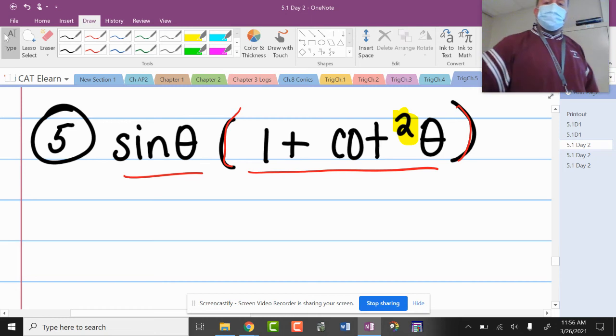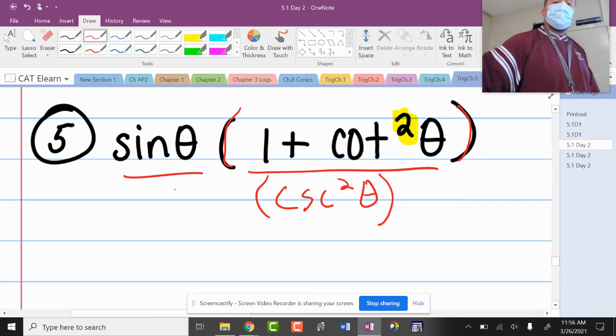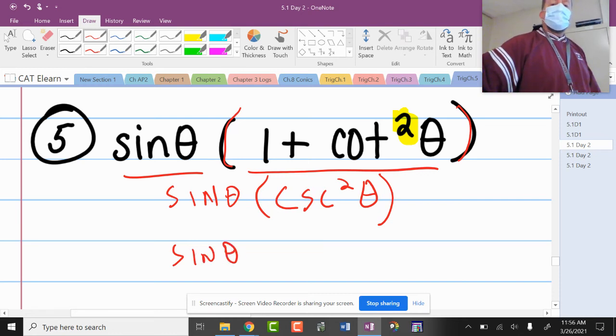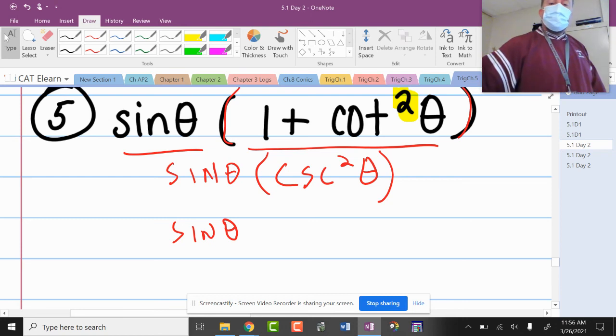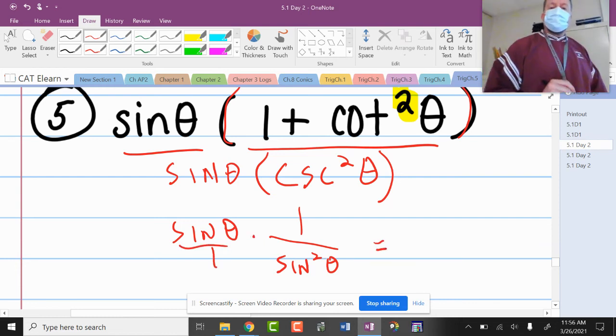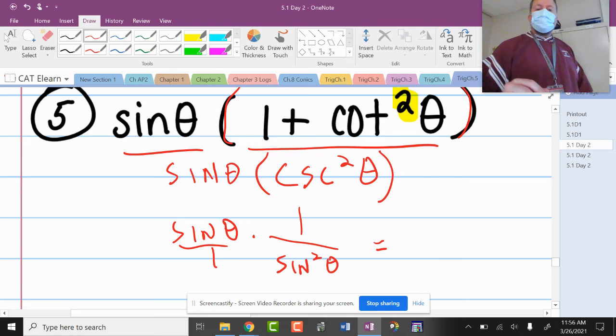And now we got something. What is cosecant squared? It's 1 over sine squared, by the way, right? And then I think I'm running out of students. So Michael, what is this reduced to, or what do we end up for a final answer here? Nice. 1 over sine.